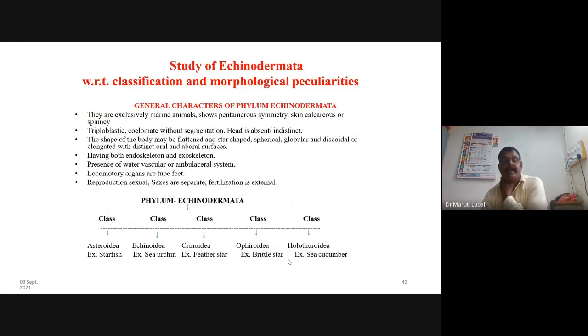Okay, octopus. Then Echinodermata. The phylum Echinodermata is divided into 6 different classes: Asteroidea, Echinoidea, Crinoidea, Ophiuroidea, Holothuroidea. In this phylum, we have taken a single example of each: starfish, sea urchin, feather star, brittle star, and sea cucumber.